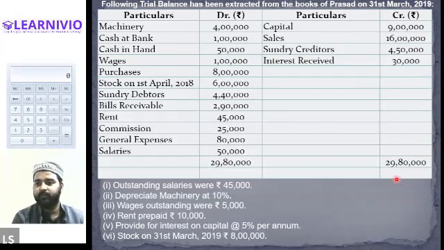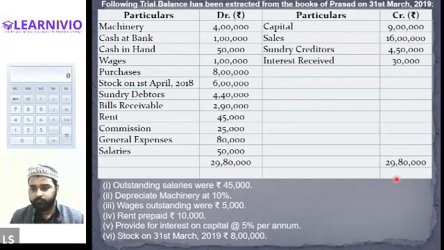Asset side items in your solution? Sir, machinery, 3,60,000. Correct. Cash at bank, 1 lakh. Cash in hand, 50,000. Sundry debtors, 4,40,000. Bills receivable, 2,90,000. Rent prepaid, 10,000. And closing stock as well, no? Closing stock. Oh, I didn't do that. Okay.